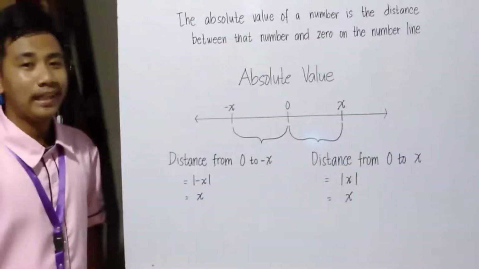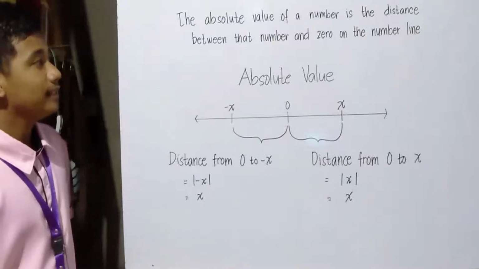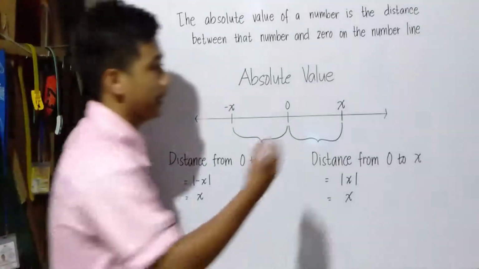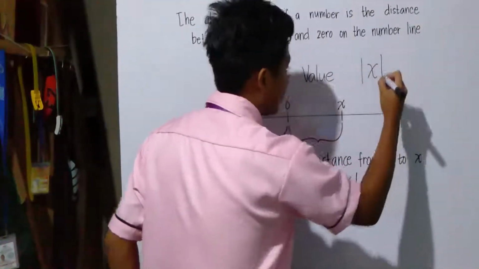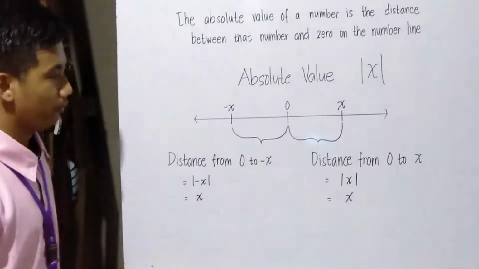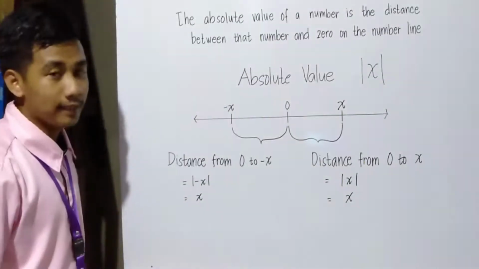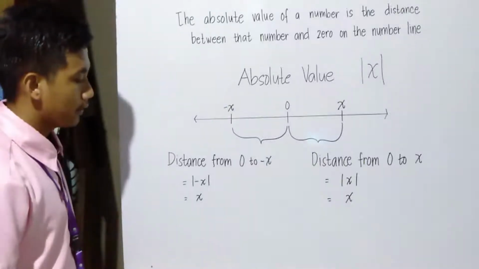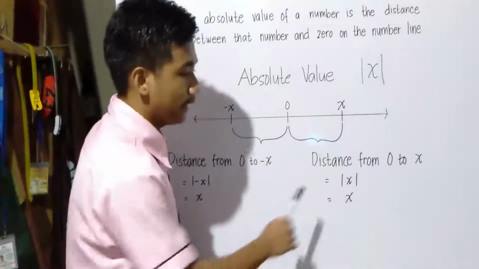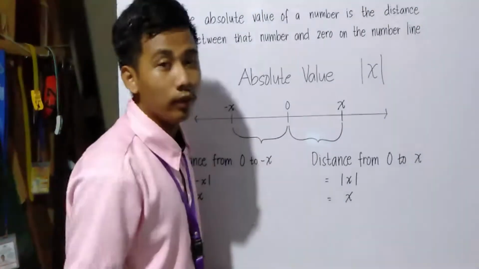From that scenario, let us now define what an absolute value is. The absolute value of a number is the distance between that number and 0 on the number line. The absolute value of x, written as |x|, represents the distance from 0 to x. Take a look at this illustration. The number line represents the distance from 0 to negative x, which can be expressed as the absolute value of negative x, which is equal to x. Also on the right side, the distance from 0 to x can be written as the absolute value of x, which is also equal to x.